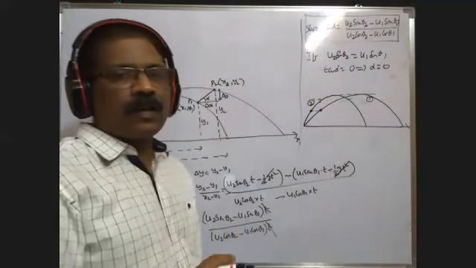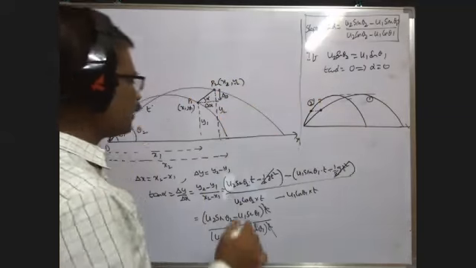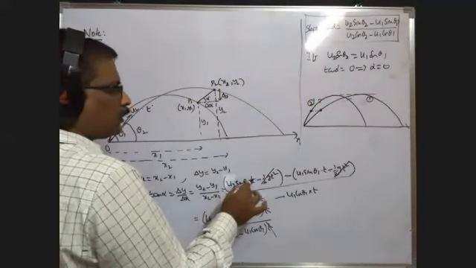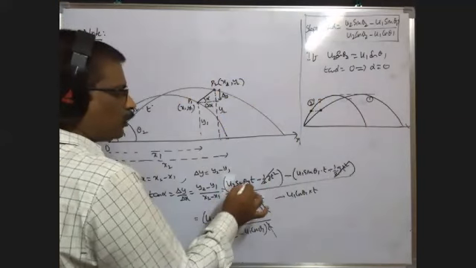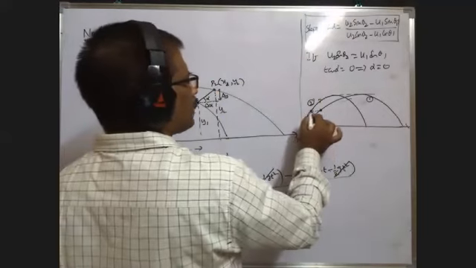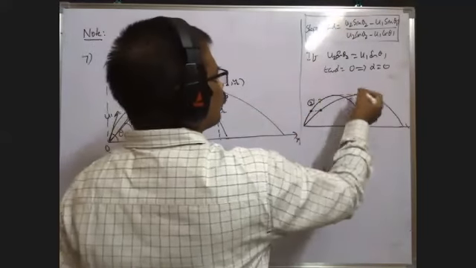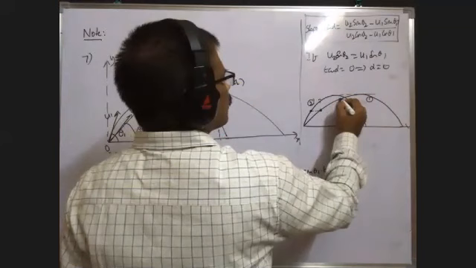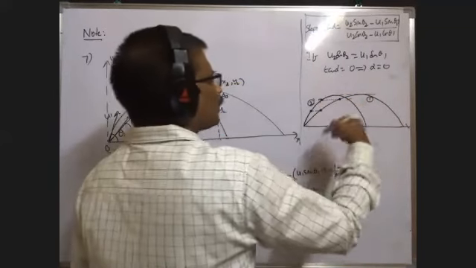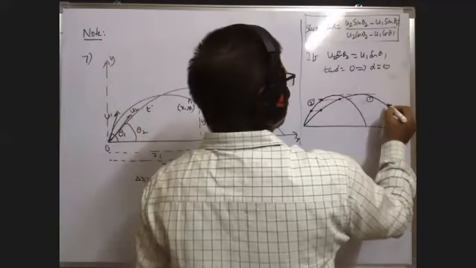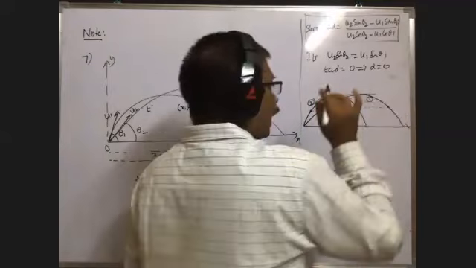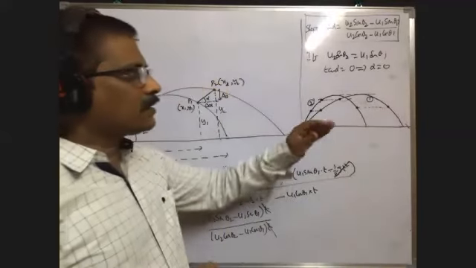Whenever vertical components of velocities are the same, the distance traveled along the vertical direction in a time t seconds, u2 sin theta 2 t minus half g t square, is the same for both. That's why the vertical height reached is the same. After some more time, whenever the first projectile reaches the point here, the second projectile reaches the point here. That means they are always at the same height from the ground.